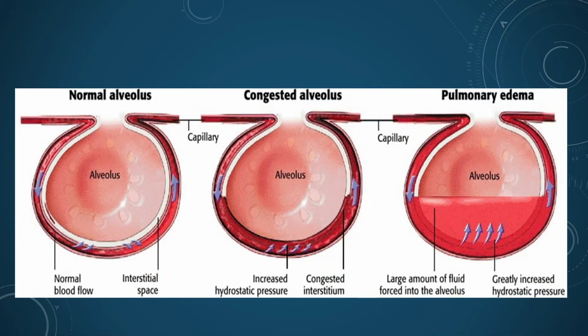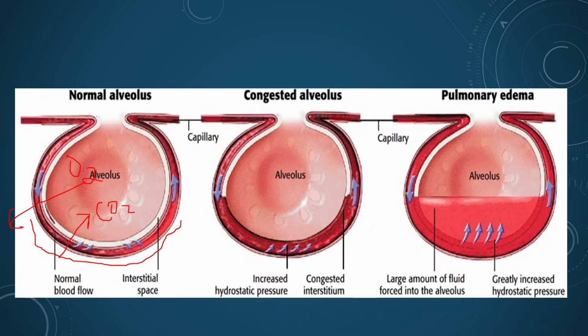Well, again, this is a normal alveoli right here. We have normal blood flow. Remember, the capillaries sit just on top of the alveoli. And we want it to be really close so that the proper gas exchange can take place. Remember, you're going to have CO2 going in, and you're going to have O2 coming out to the cell. That's how we want it to be.